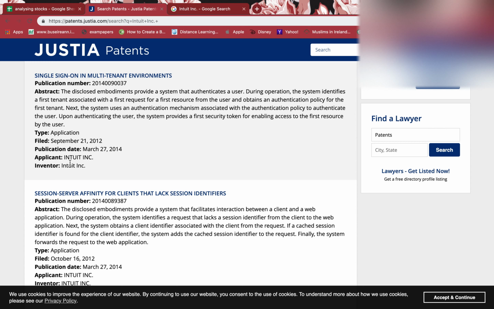You need to type in the exact name in the search bar, so that you have the exact thing. And you need to ignore the inventor, because that could be anybody, but the applicant means that they have the full right of the patent. So you need to concentrate on the applicant. So Intuit Inc. is the applicant, which is 2012.